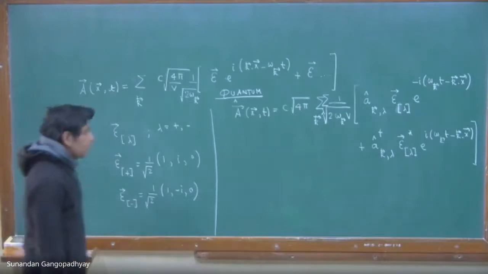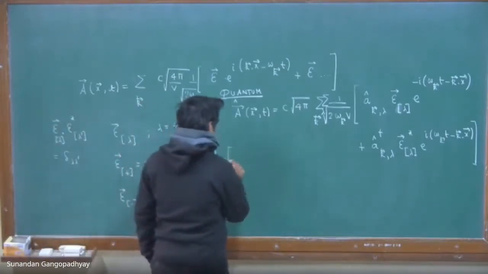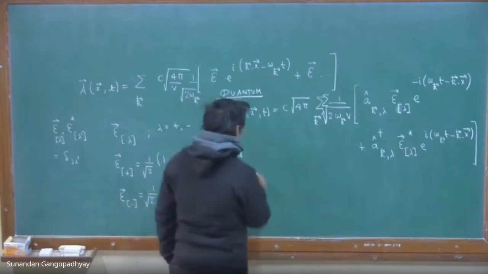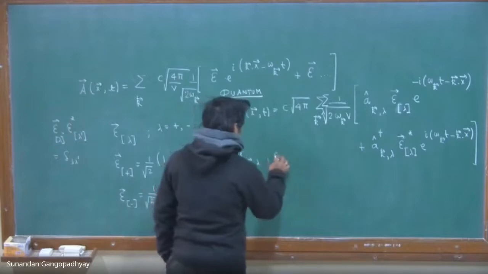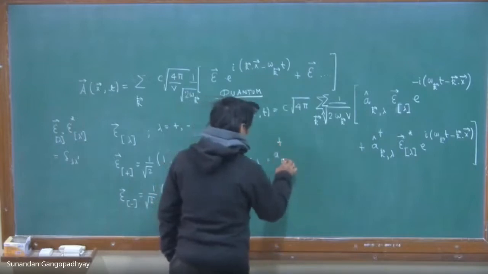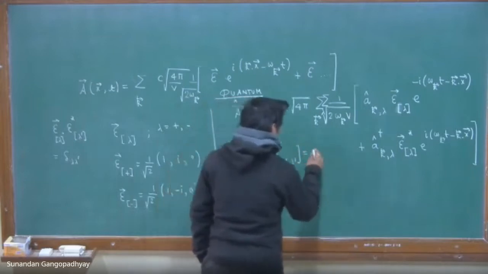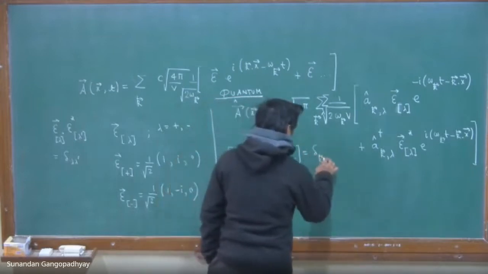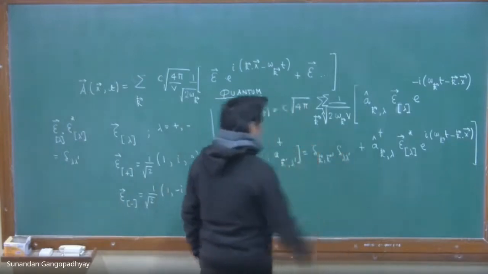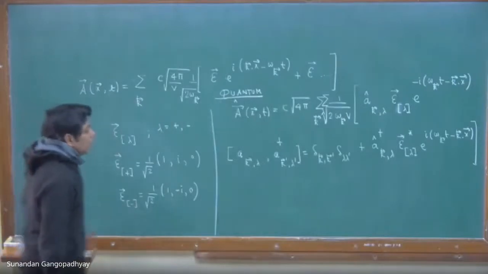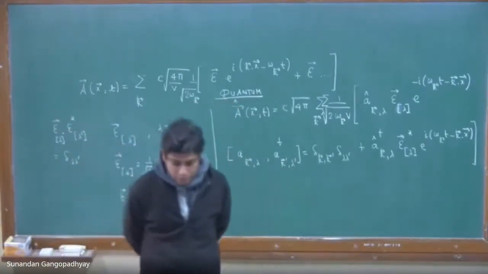And what you can do is you can now postulate that a_{k lambda} and a dagger_{k' lambda'} is equal to delta_{k k'} delta_{lambda lambda'}, and all other commutators are 0. So this is our postulate.